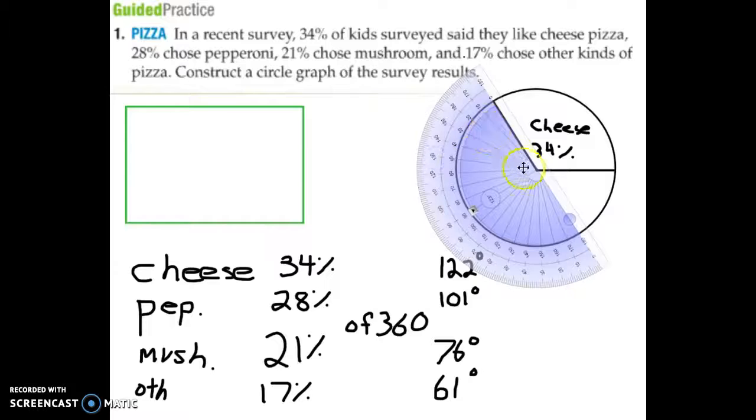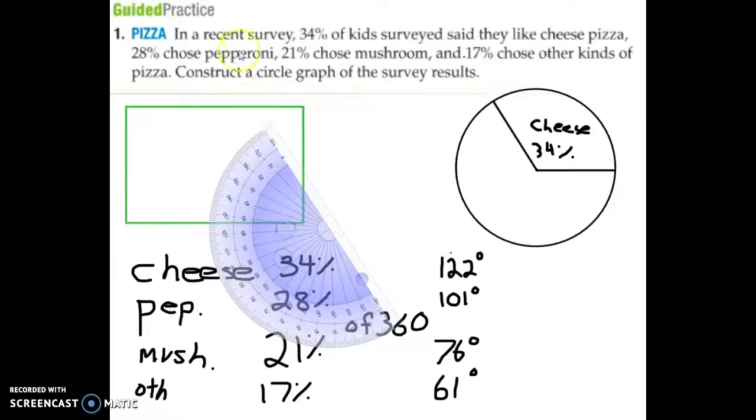Okay. And now my zero's lined up with the 0 again, and now I want to do 101 degrees. So 101 degrees, I go all the way around here. Here's 90, right angle is 90. Here's 100. Okay, I want 101, so I go 1 notch past that, so I'm going to go right there as my dot. And I'm going to connect a straight line from the center to that dot. And that's going to be pepperoni.